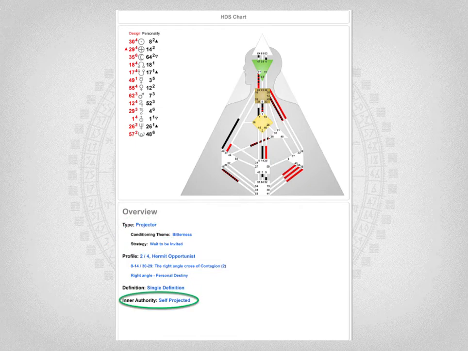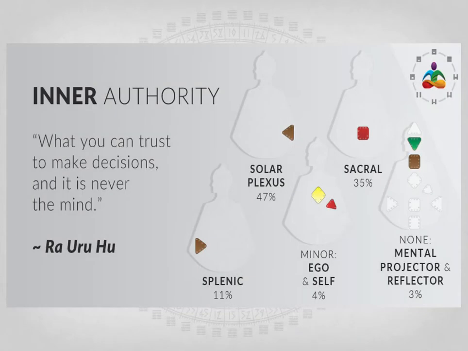And next we have inner authority, and this is where we're designed to make our decisions from. Inner authority comes from specific centers that are defined in the body graph, and as you will see, it is never the mind.